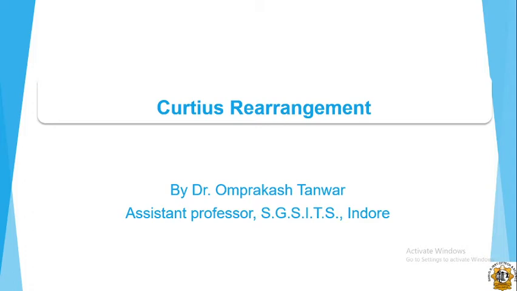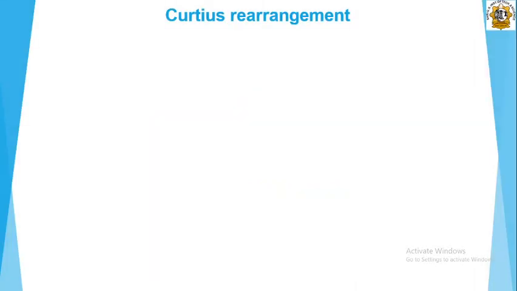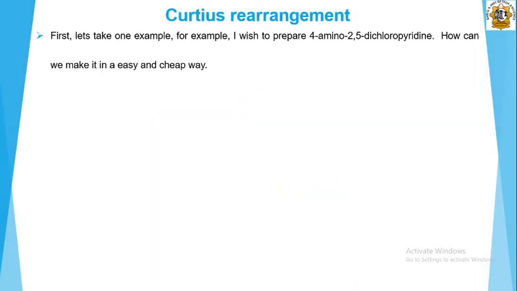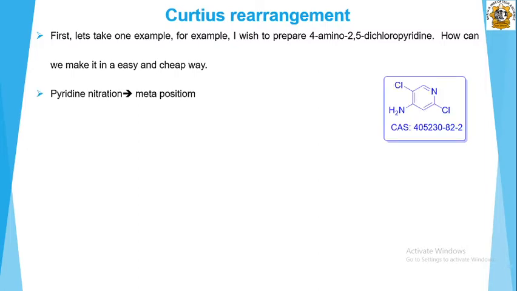Today I am going to discuss the uses, mechanism of action, and application in medicinal chemistry or organic chemistry of the reaction known as the Curtius reaction or Curtius rearrangement. So let us first discuss how we can make this compound, 4-amino-2,5-dichloropyridine. If we want to make 4-aminopyridines, how can we make it?